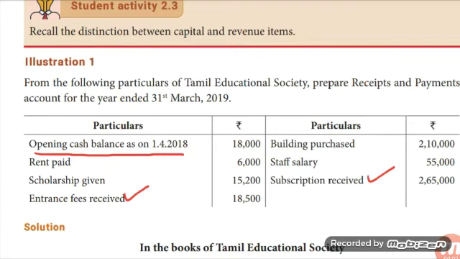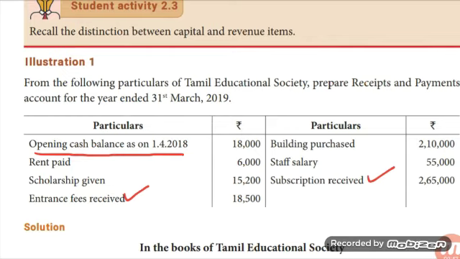Question. From the following particulars of Tamil Educational Society, prepare the receipts and payments account for the year ended 31st March 2019. Opening cash balance as on 1st April 2018, 18,000. Rent paid 6,000. Scholarship given 15,200. Entrance fees received 18,500. Building purchased 2,10,000. Staff salary 55,000 and subscription received 2,65,000. From these particulars, you are required to prepare the receipts and payments account of Tamil Educational Society.